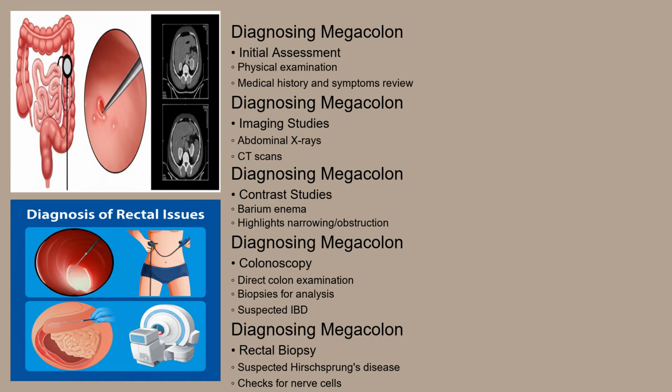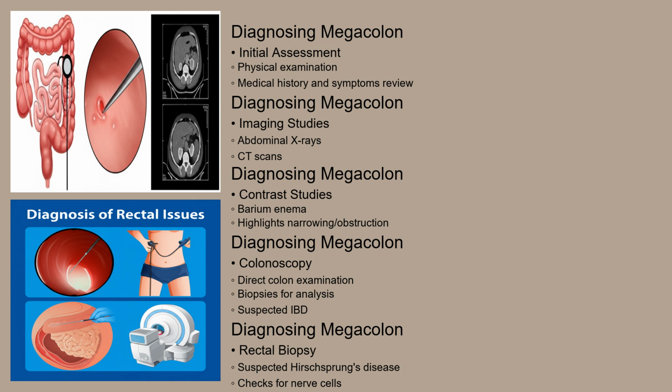Diagnosing megacolon involves a multi-pronged approach. A thorough physical examination is the first step, followed by a review of the patient's medical history and symptoms. Imaging studies like abdominal X-rays and CT scans are crucial for visualizing the dilated colon and ruling out other potential causes. A barium enema, where barium contrast is introduced into the colon, can also highlight areas of narrowing or obstruction.